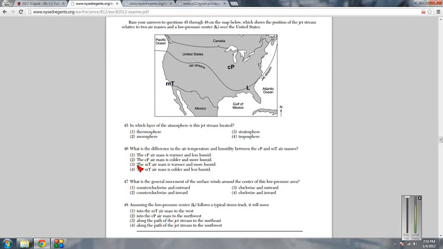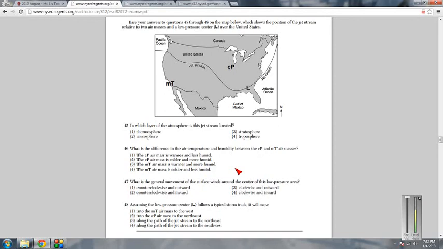Number 3 says maritime air mass is warmer and more humid. Well, that sounds right. Maritime means more humid, and tropical means warmer. So that looks like it's the correct answer. Let's look at number 4, though, and just make sure that's not it. The maritime tropical air mass is colder and less humid. Well, we said maritime meant more humid, so the correct answer has to be and is number 3.